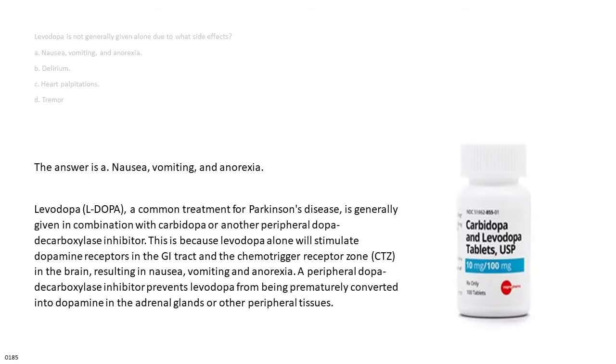The answer is A. Nausea, vomiting, and anorexia. Levodopa, L-Dopa, a common treatment for Parkinson's disease, is generally given in combination with carbidopa or another peripheral dopa decarboxylase inhibitor. This is because levodopa alone will stimulate dopamine receptors in the GI tract and the chemotrigger receptor zone, CTZ, in the brain, resulting in nausea, vomiting and anorexia. A peripheral dopa decarboxylase inhibitor prevents levodopa from being prematurely converted into dopamine in the adrenal glands or other peripheral tissues.